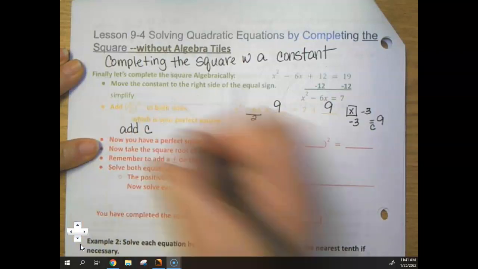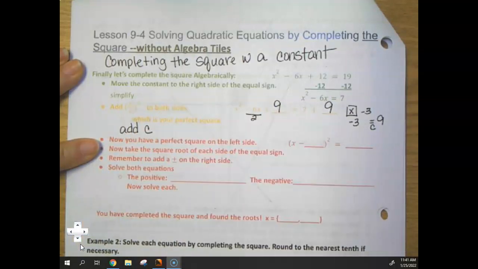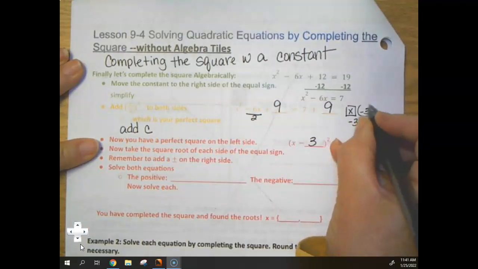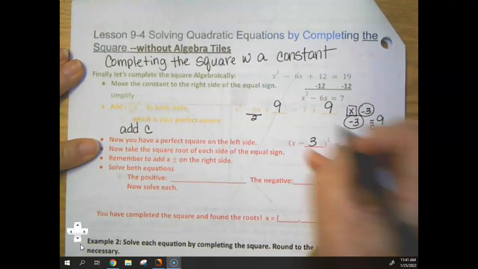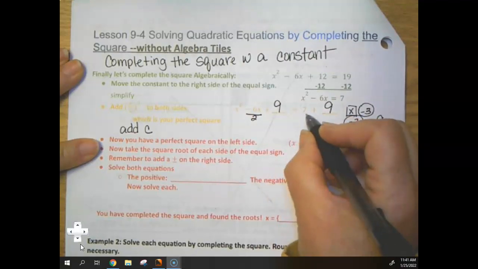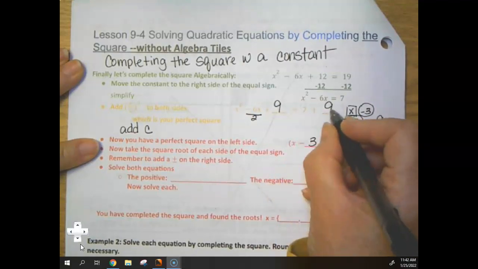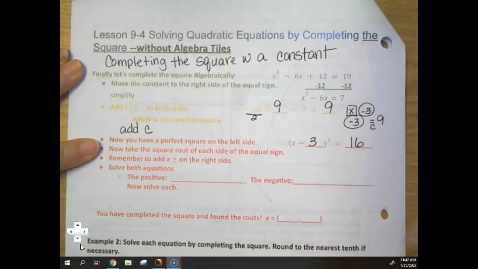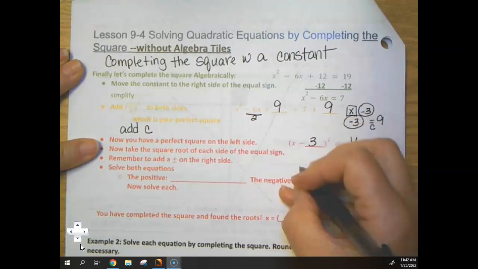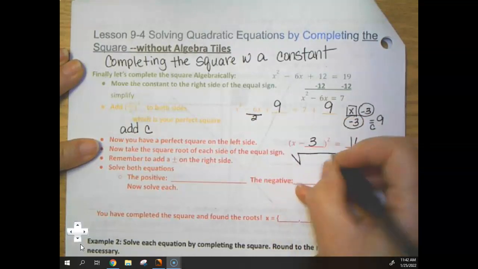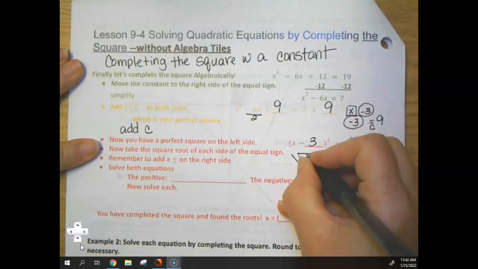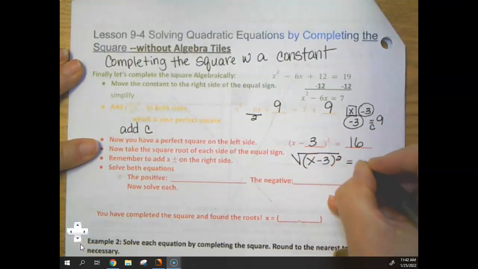Okay. Now, once we do that, we also know that this is going to be negative 3, because this is our negative 3, this is our negative 3. And since we added 9 to both sides, on this side, what is 7 plus 9? That's 16. Now, our job is to take the square root of both of these. So x minus 3 squared equals the square root of 16.